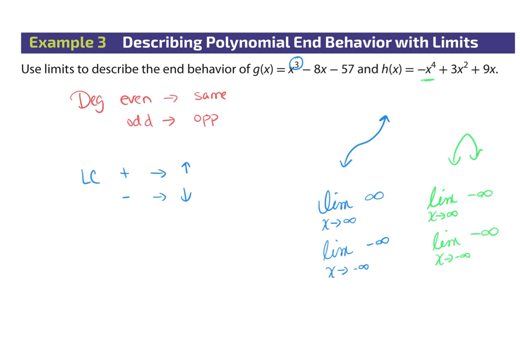But that's what it's saying. Using limits to describe end behavior is literally saying as x is going towards some number, in this case, what is my y doing? All right, so that's all you're doing. You're just writing it in limit form.